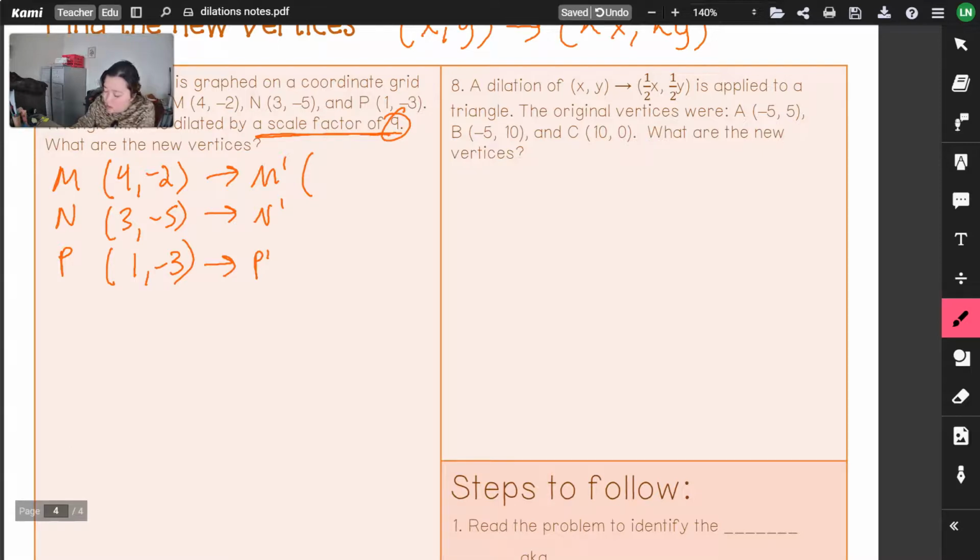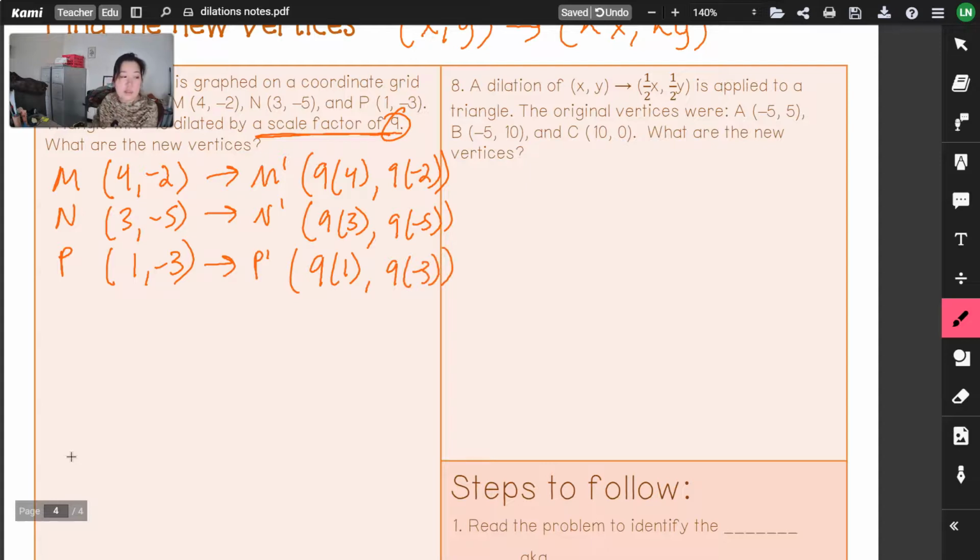So M prime's x is 9 times 4. M prime's y is 9 times negative 2. So same thing. N prime's x is 9 times 3. N prime's y is 9 times negative 5. P prime's x is 9 times 1. P prime's y is 9 times negative 3. So we literally just multiply everything by the scale factor. So that gets us our final answers here.